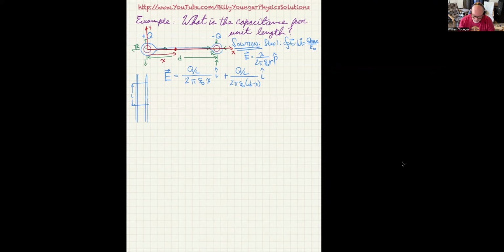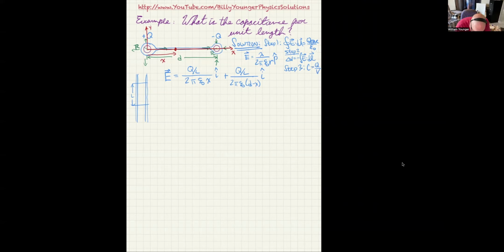So now I have the electric field. Step one has been taken care of. Notice I am saying step one has been taken care of because we again used Gauss's law last class to calculate lambda over 2 pi epsilon naught r for an infinitely long cylinder of charge. So now I have the electric field. Now I need step two. Remember, we also have step two, which is delta V equals negative integral E dot dl. And then we have step three, which is C equals Q over V.